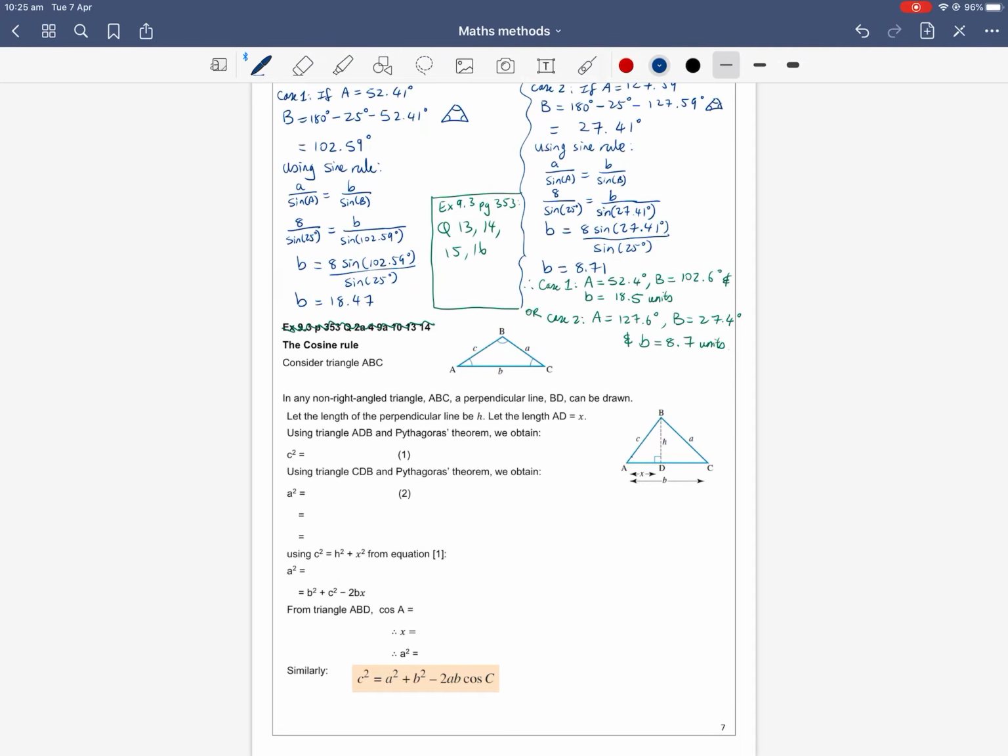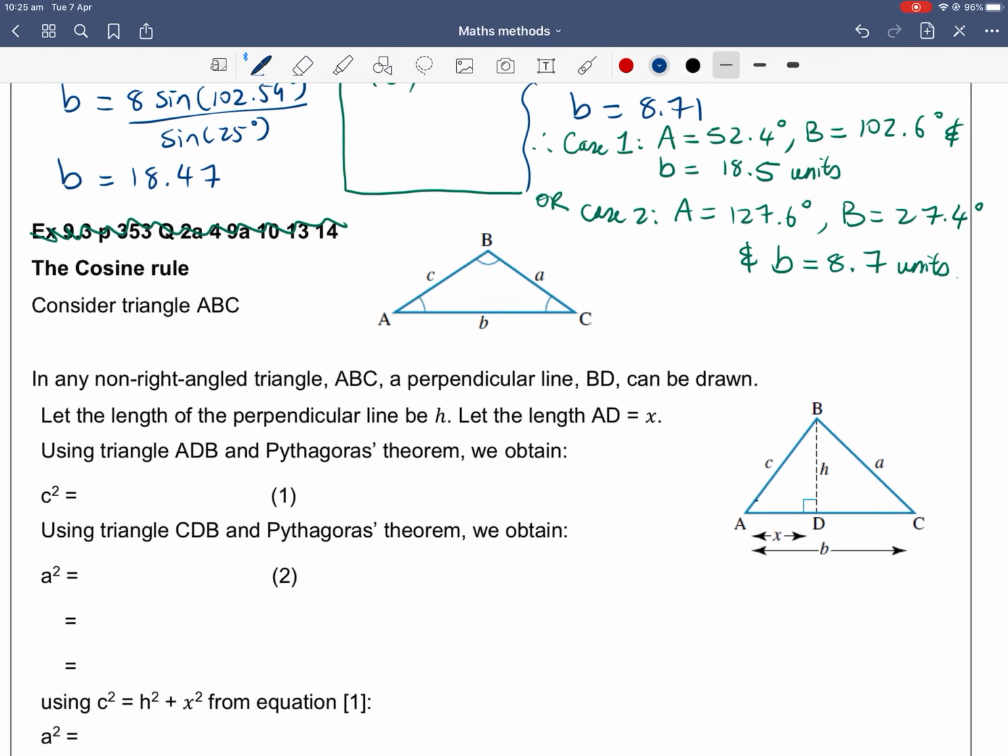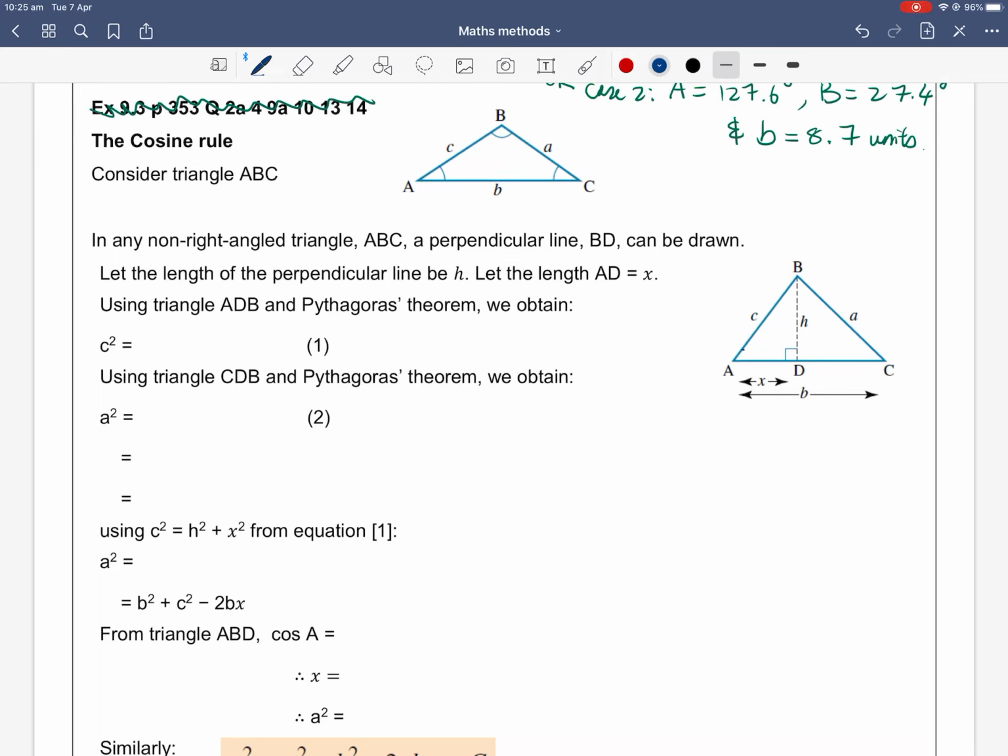Today we're going to look at the cosine rule, which is another rule relating triangles. It works for any triangle, not just right angle triangles. So this is page 7, cosine rule. So what is the cosine rule?